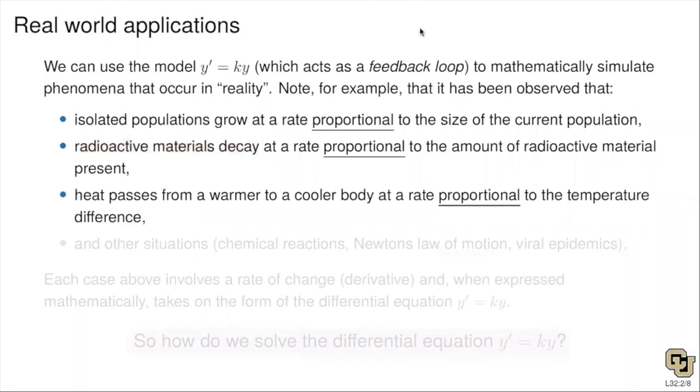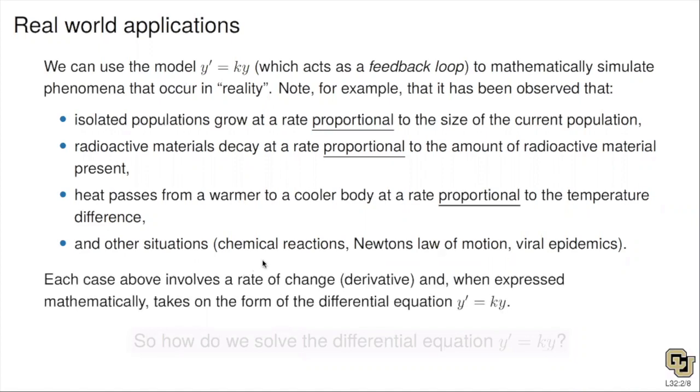But Newton's law of cooling here, heat will pass from a warm body to a cold body depending on the temperature difference. So here for the heat example, think about a situation where you have two bowls of water. One bowl of water is very cold and one bowl of water is very hot. And we then drop an ice cube into each of those bowls of water. In one case, the ice cube will melt very quickly. And that's because the heat transfer is proportional to the temperature difference. And there are many other applications: chemical reactions, laws of motion, viral epidemics. I don't know why I thought of that last one.